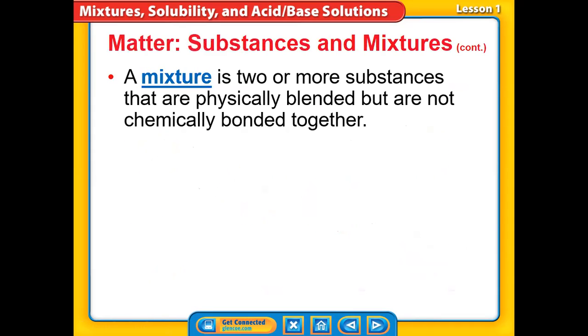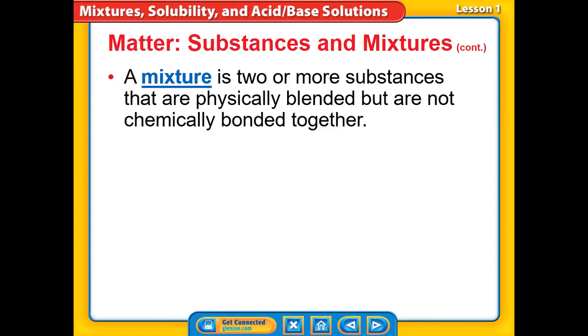So here, let's find what a mixture is. That's a very important thing, to know the difference between a mixture and a compound. A mixture is when two or more substances, and once we say substances, it means elements or compounds, are physically blended. Physically means you just mix them without forming bonds, so no chemical reaction happens between them.